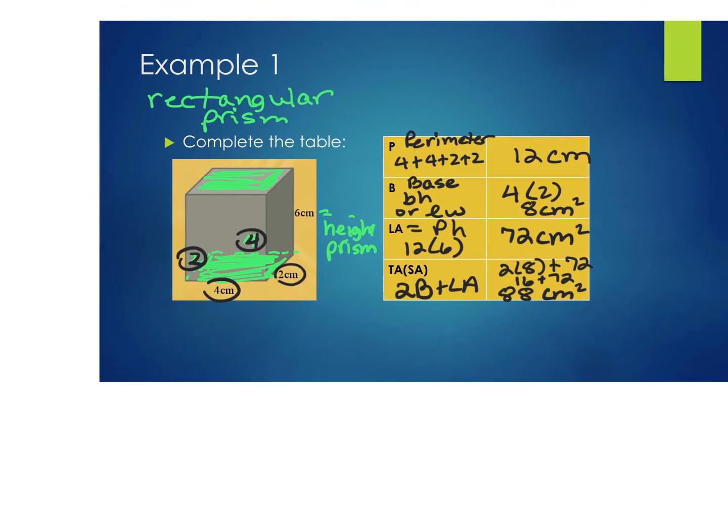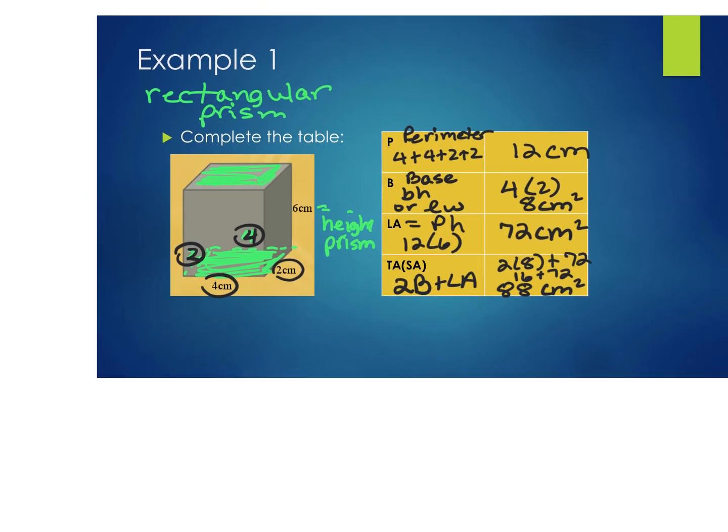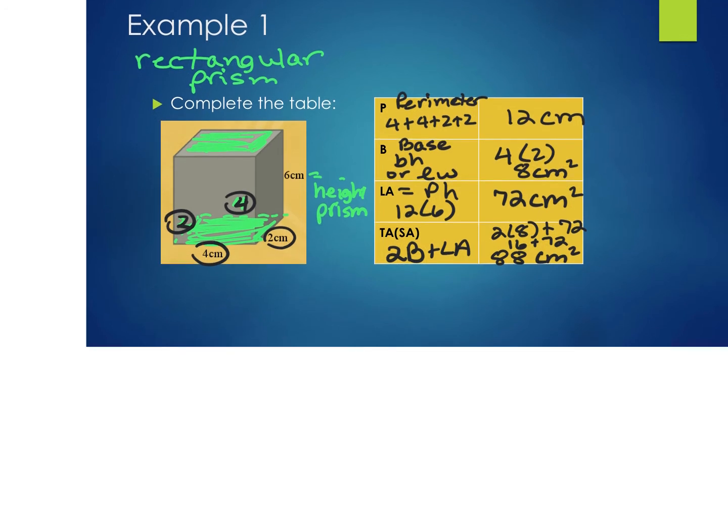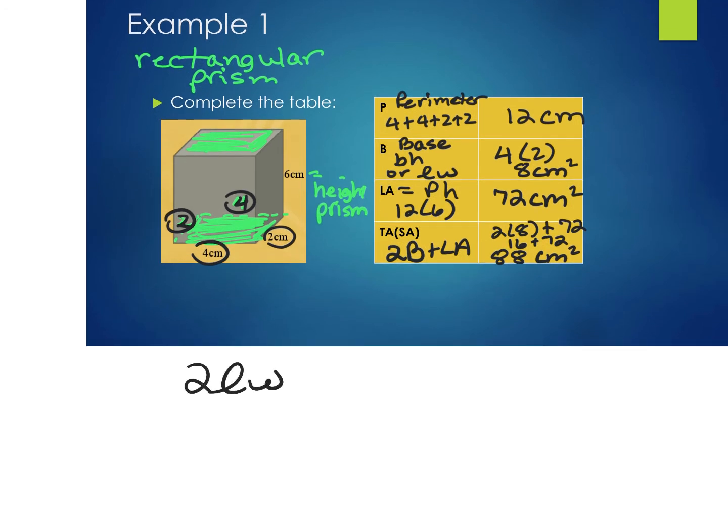Now, probably back in middle school, you weren't taught this perimeter times height for the lateral area, and then add in the base. What they probably made you memorize is something like this. 2 times the length times the width plus 2 times the width times the height plus 2 times the height times the length. Some kind of long formula like that. You can still do it that way.